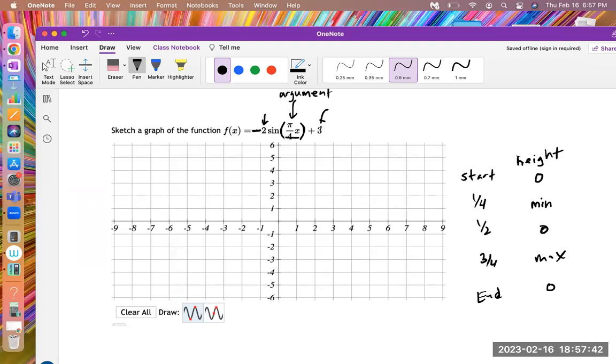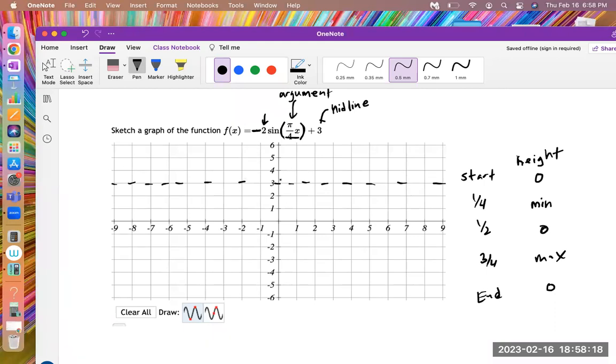But what we can do is graph this line, because this will be the midline. This number is the midline of the graph. It's going to cut our graph in half horizontally at 3 right there. Then our max and min values: because this is a 2, the amplitude is 2. That means the distance from our midline to the max value is going to be 2.